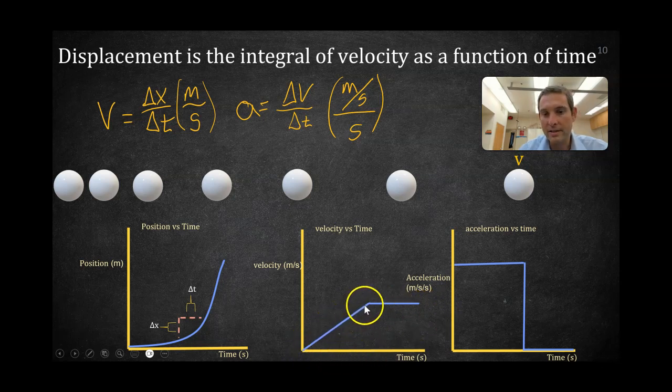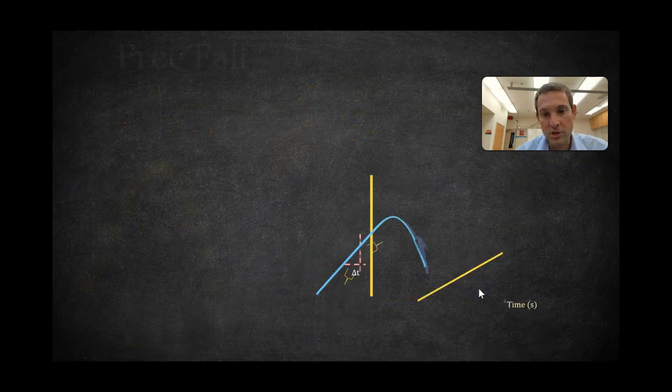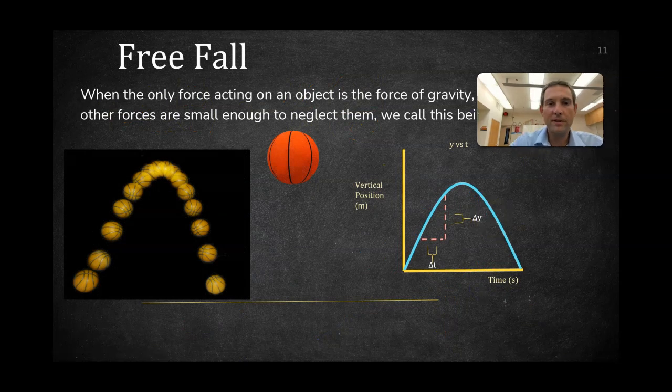As we have a constant positive slope for this velocity versus time, that means we have a constant positive acceleration for that same time interval. Then when we have a constant velocity, that means we're not speeding up, slowing down, or changing direction, so we have 0 acceleration.